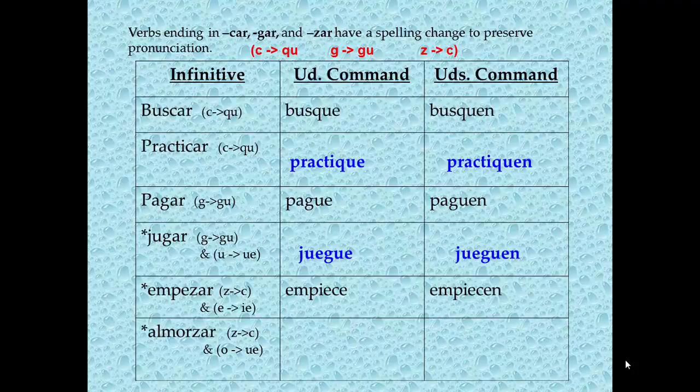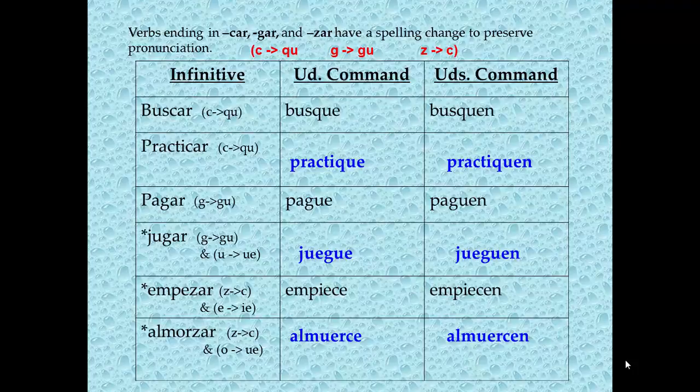So if you look at almorzar, the car-gar-zar, there's your zar verb. It's a stem changer also, so you're going to go to the yo, so it would be almuerzo. Take off the O. That's when you change that Z to a C, and then you add the opposite ending. So it'd be almuerce y almuercen. Okay, we'll be doing more practice with these guys.